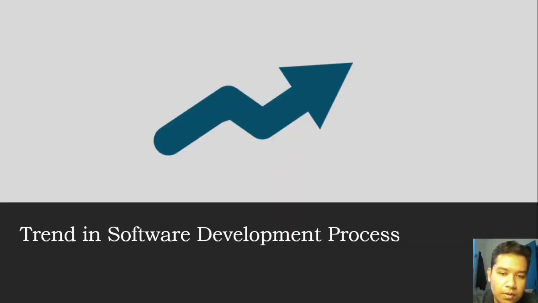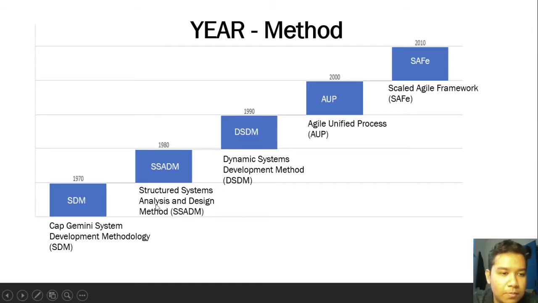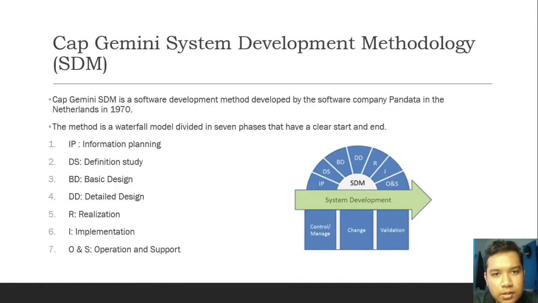Trend in software development process. The first development process was in 1970 in Netherlands, if I remember, and we got SDM, SSADM, and then DSDM, AUP, and then SAFe, which we are using currently in this generation. Capgemini System Development Methodology, SDM, is a software development method developed by a software company, Pandata, in the Netherlands. Yes, as I said, in 1970.